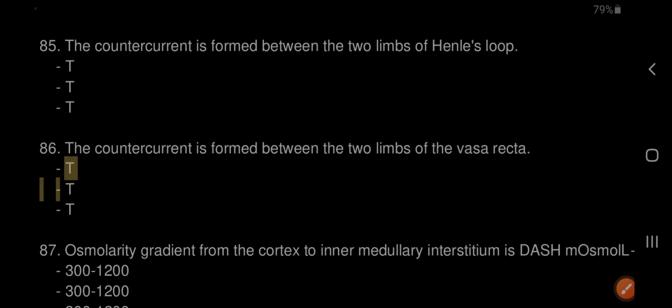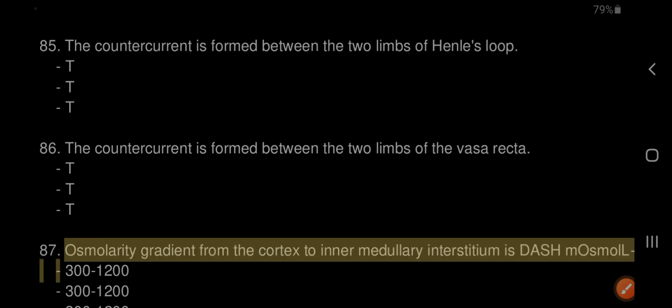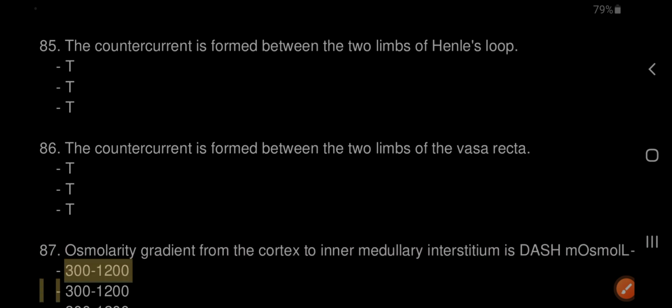87. Osmolarity gradient from the cortex to inner medullary interstitium is 300 to 1200 mOsmol per liter. 88. This gradient is mainly caused by NaCl and urea.